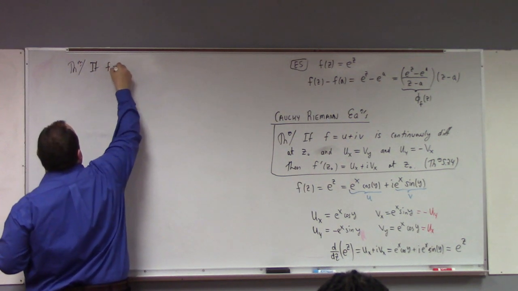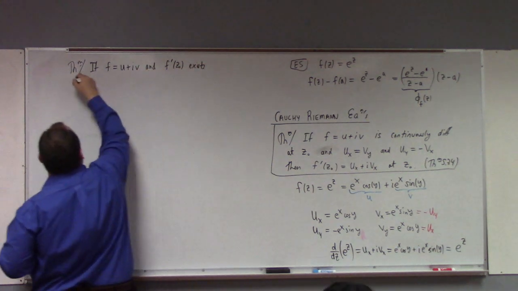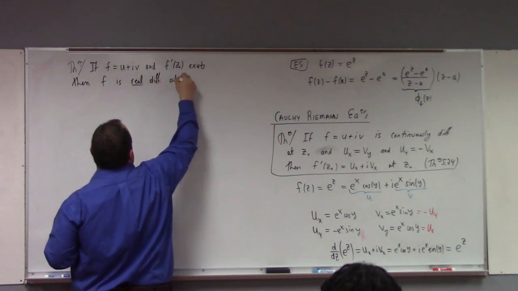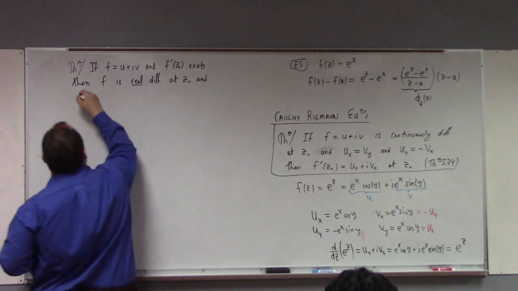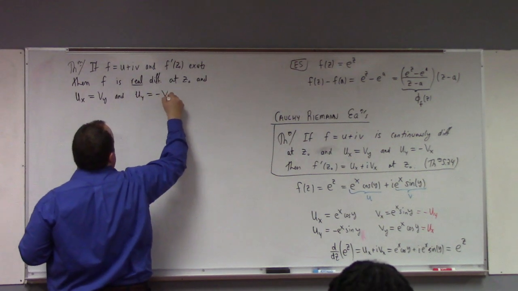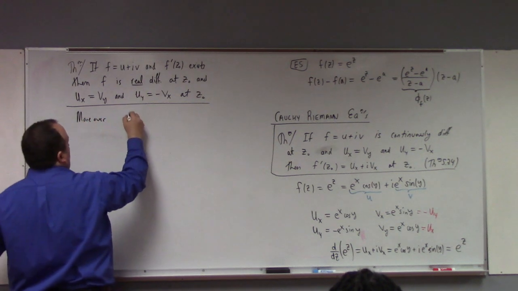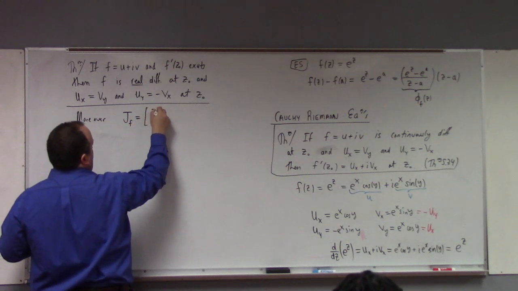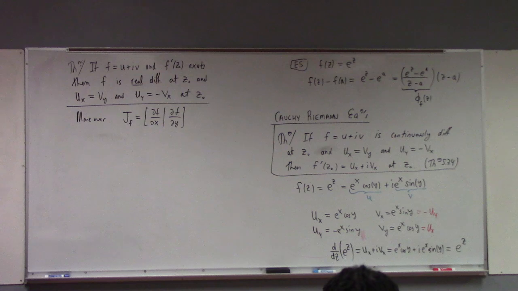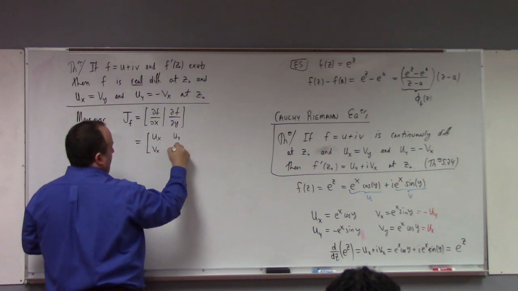If f equals u plus iv, and f prime of z0 exists, then f is real differentiable in the Fréchet sense at z0, and u_x is equal to v_y, and u_y is equal to minus v_x at z0. Moreover, the Jacobian of f, which has the form what? Partial f, partial x, partial f, partial y. So what does that look like? Let me write it out. This is u_x, v_x, u_y, v_y, right?